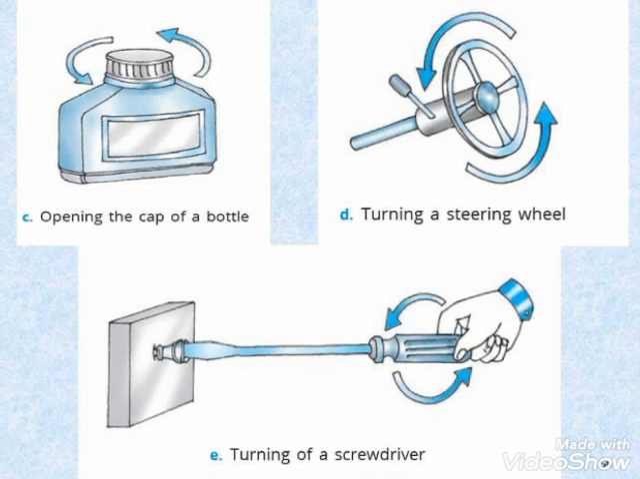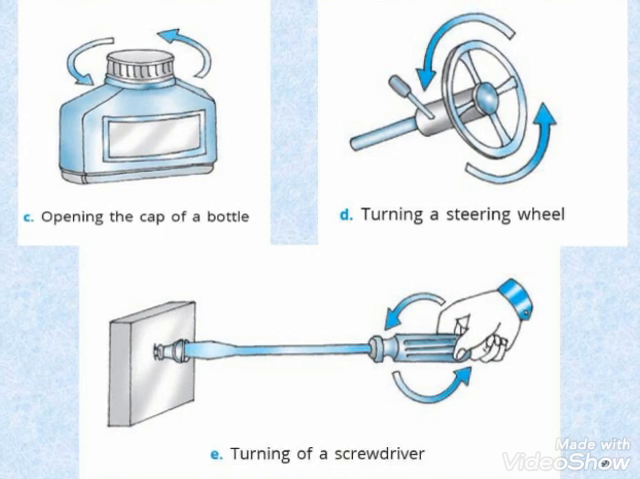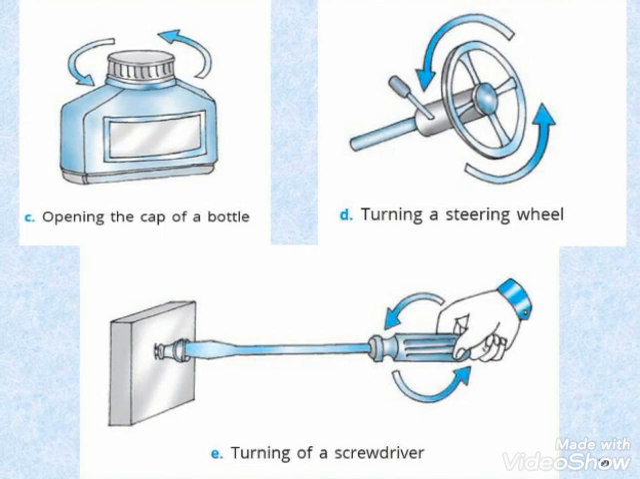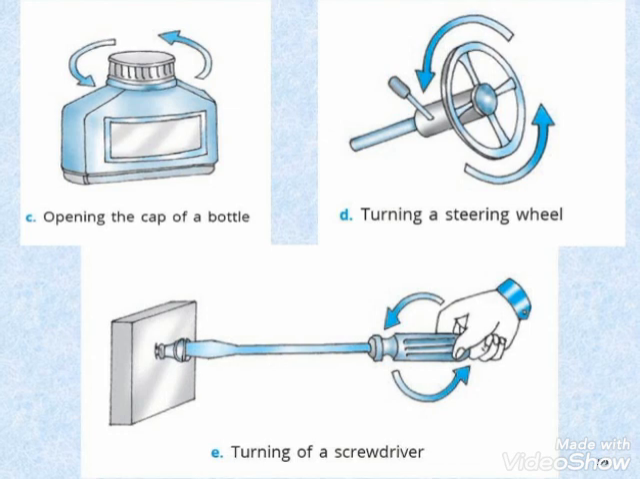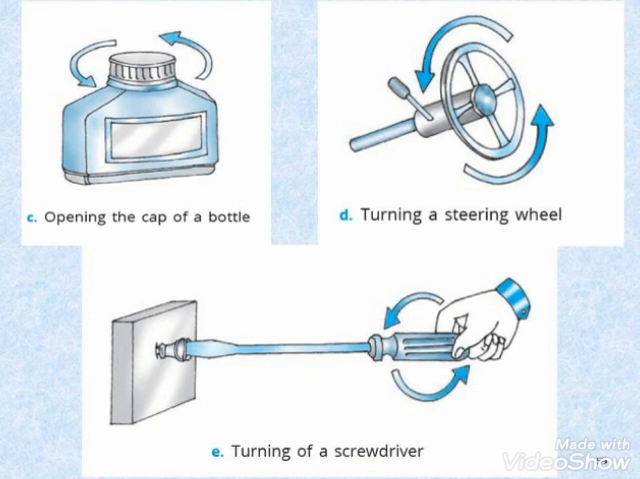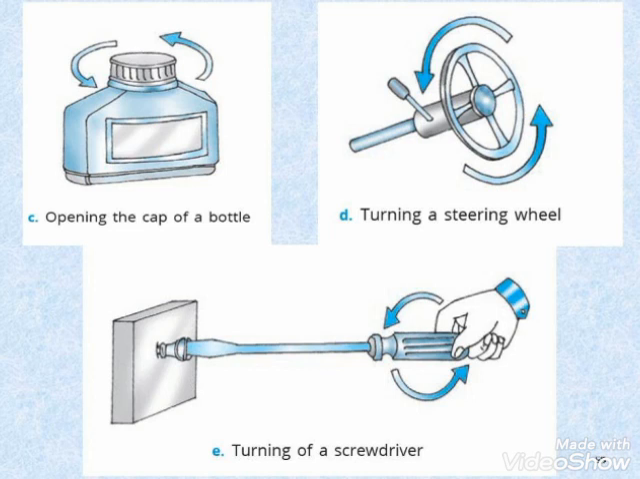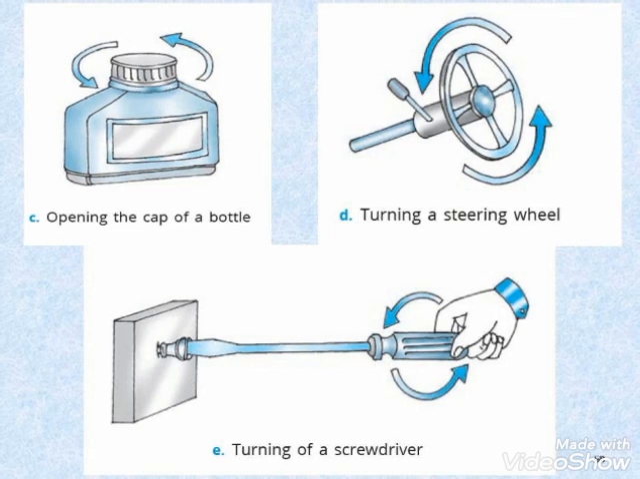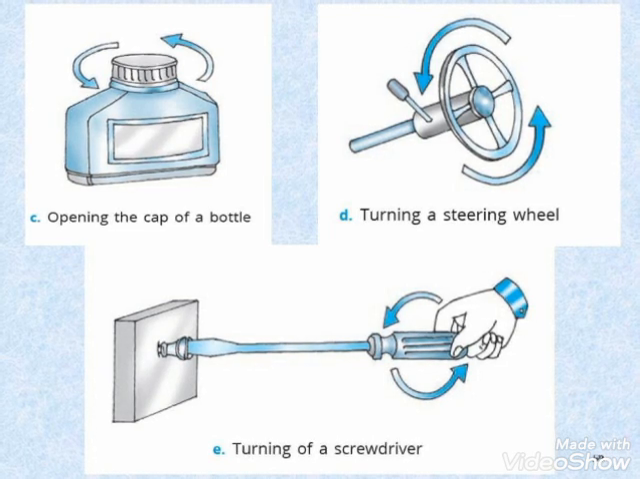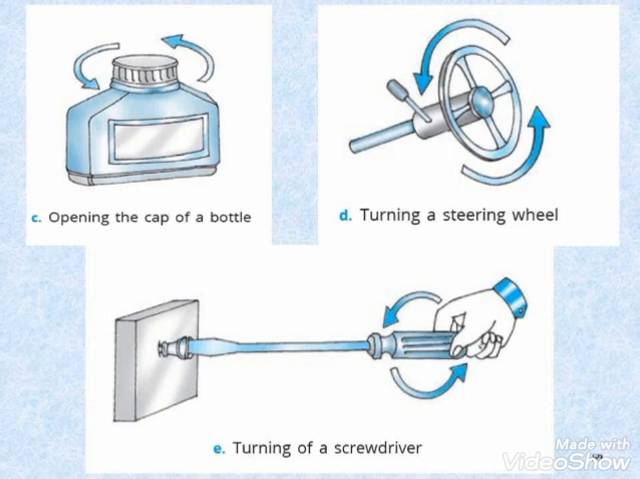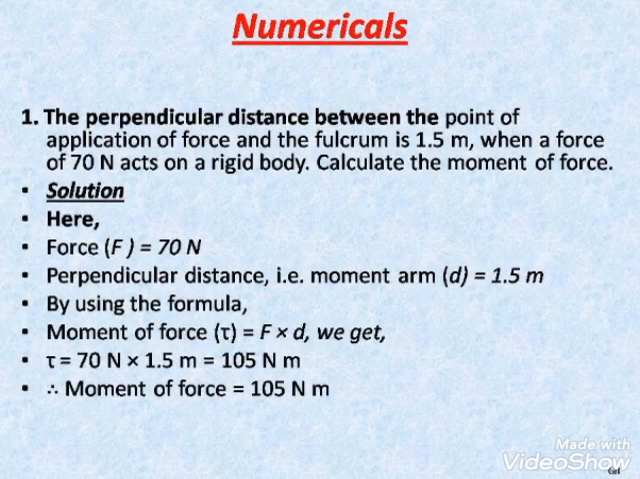Let us consider a steering wheel. When you are moving the steering wheel, one side is going up and the other side is coming down. So these two equal and opposite forces are forming a couple. In your screwdriver, when you are using a screwdriver to open something, you are moving the screwdriver, holding it at two ends.